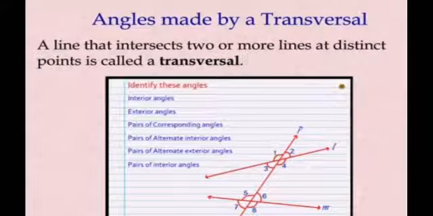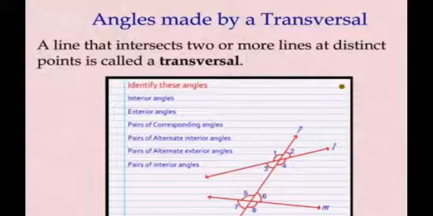Now, angles made by a transversal. A line that intersects two or more lines at distinct points is called a transversal. You can see the figure given below. There are two lines L and M, and P is a transversal intersecting the lines L and M at two distinct points. Different angles have been formed.